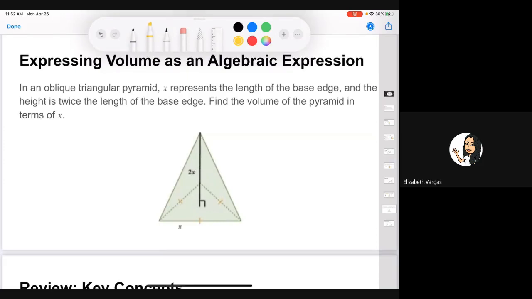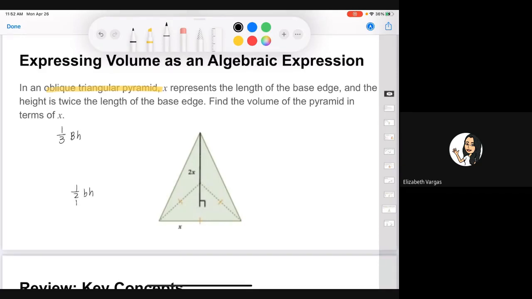Here is another one. This one says we have an oblique triangular pyramid. Find the volume of the pyramid. So again, in order to find the volume of a pyramid, we use 1/3 base times height. The first thing we want to do is identify the base. Our base is a triangle, so we're going to use the area of a triangle equation.